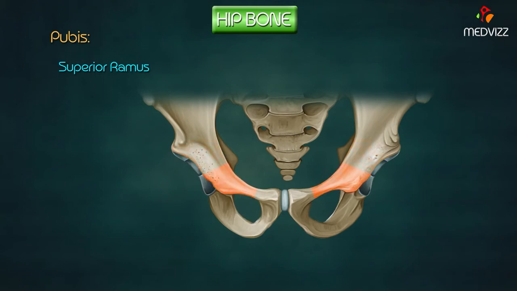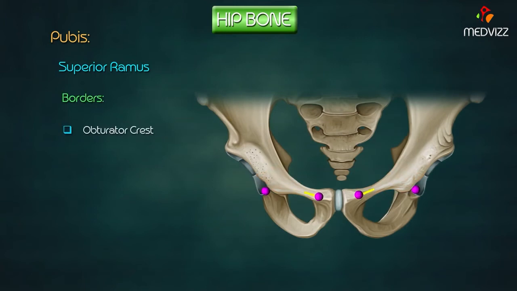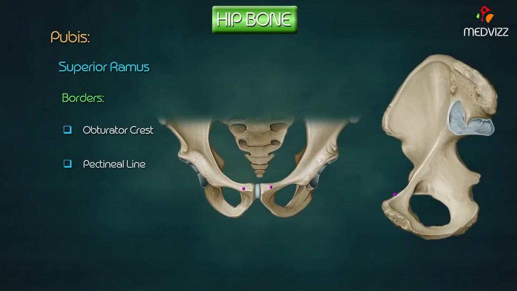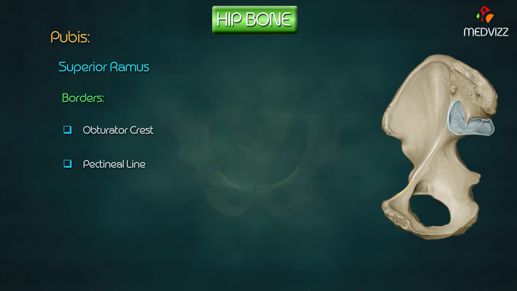It is triangular in cross-section, hence has three borders and three surfaces. Borders. Obturator crest. It is the rounded margin which extends from the pubic tubercle till the acetabular cavity. It separates the obturator from the pectineal surface. Pectineal line. It is a sharp border which starts at the posterior part of the pubic tubercle and extends backwards to become continuous with the arcuate line. It separates the pelvic from the pectineal surface.